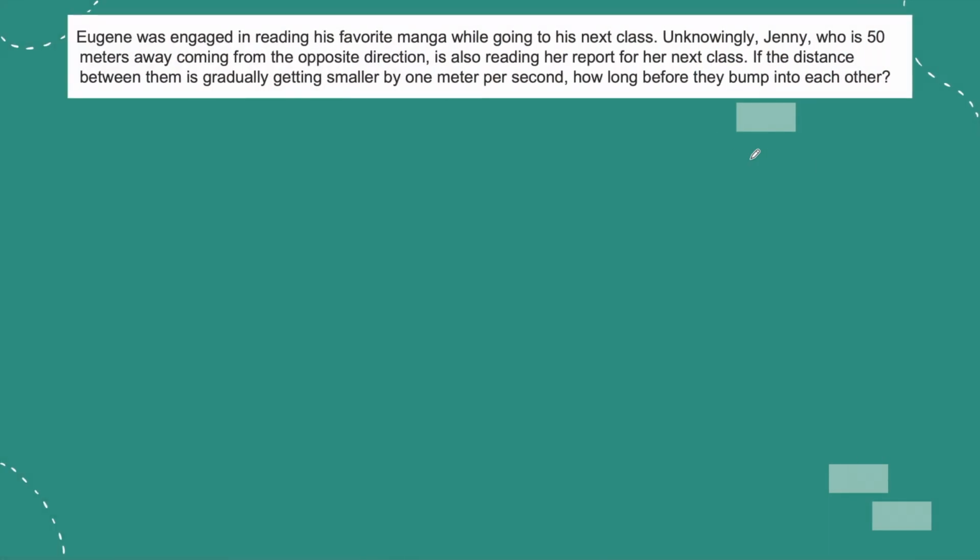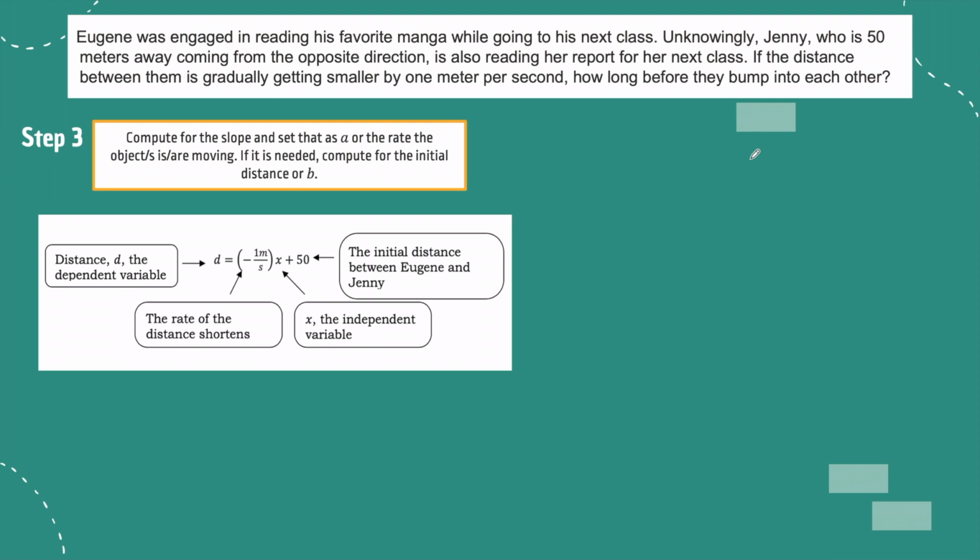So, ibig sabihin, if we will go to the next step, this one, distance D is the dependent variable. Nakadepende siya kung ano yung time. So, kung magkakabanggaan na sila, anong time yun? And then, yung negative 1 m over s, so 1 meter per second. Go back to your grade 7, yung may mga conversion, yung may mga distance. So, the rate of the distance shortens. Kaya negative, kasi nag-shorten siya.